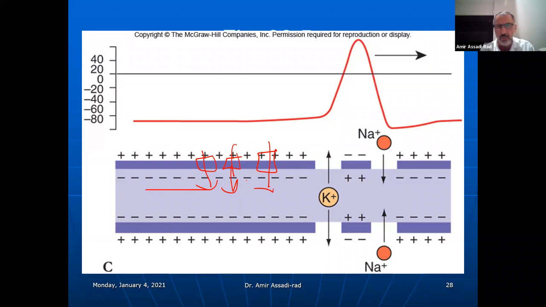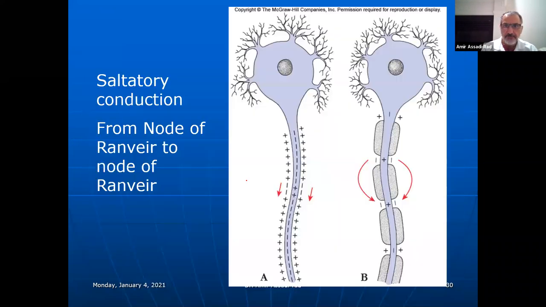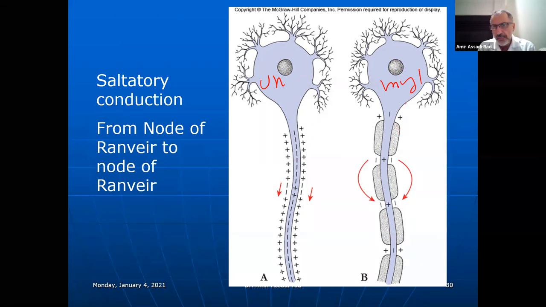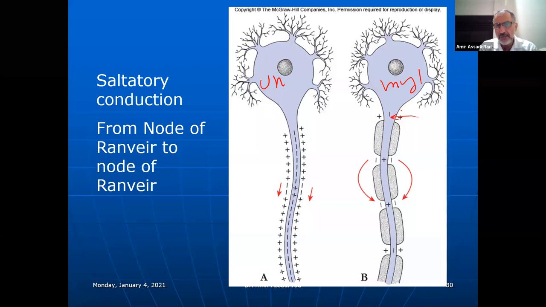In bio, they talk about it, those protein molecules on the surface of the cell membrane. Bio 1, they talk about it. Anyhow, so now what happens? This is an unmyelinated neuron, and this is a myelinated neuron. Okay, so if this is a Schwann cell, when action potential arrives here, then it jumps from one node of Ranvier to the next node of Ranvier.